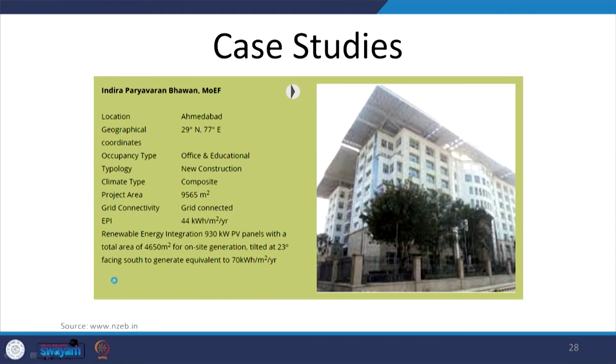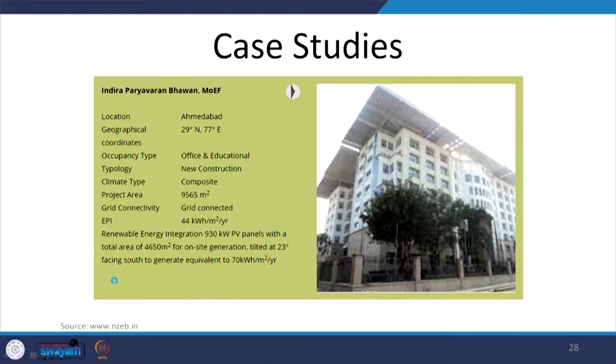A couple more buildings are available as case studies, and you can learn more about them from the NZEB portal, but the approach for all the net zero energy buildings remains the same. First of all, we use the passive strategies to reduce the amount of heat gain into the building, and also to reduce the amount of energy consumed for artificial lighting and heating and cooling. And then we add on the efficient active strategies to further reduce the amount of energy which is required. And lastly, whatever the reduced energy demand is, it is offset by installing renewable energy.